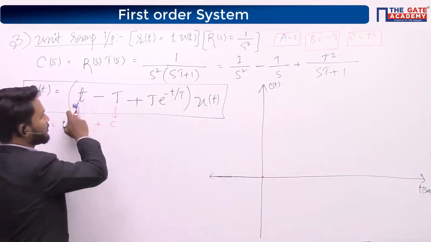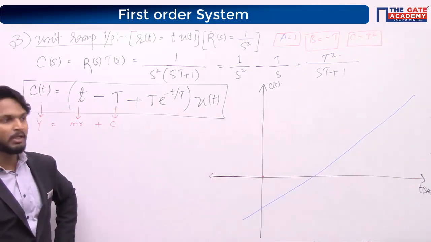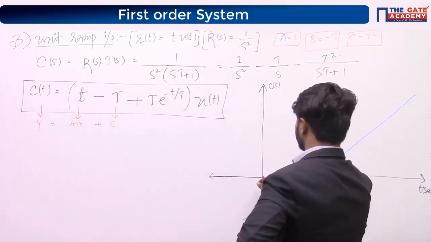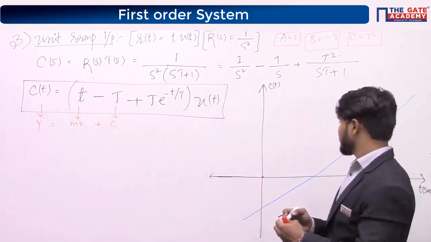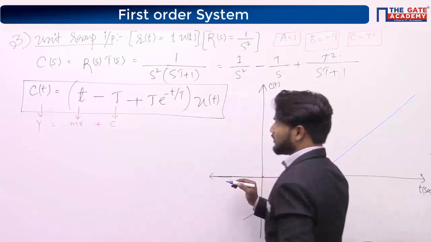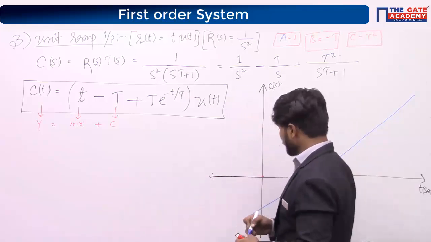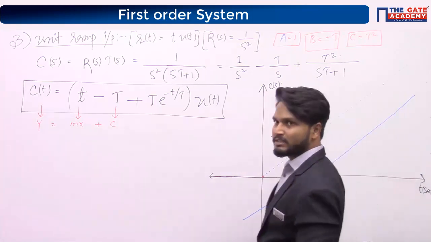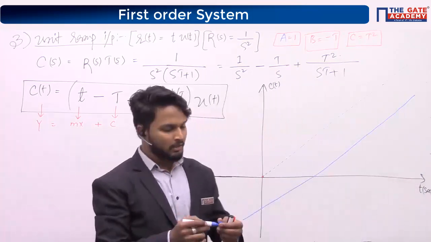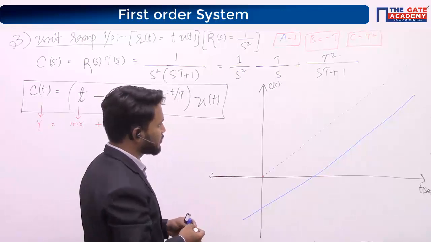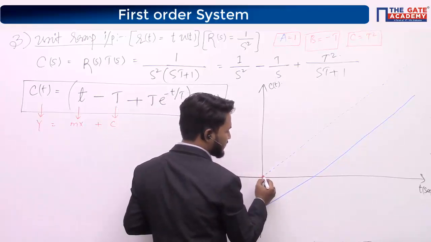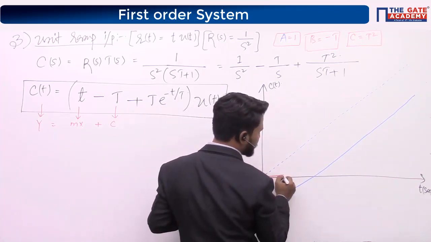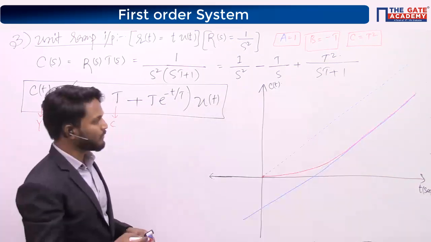What is its slope? The slope of this is going to be 1, right? Therefore, the graph starts at 0. The graph starts at where? 0, right? So, what is the input? Input is a ramp, just like this, right? So the graph starts at 0 and slowly, exponentially, it merges with this particular straight line, right?